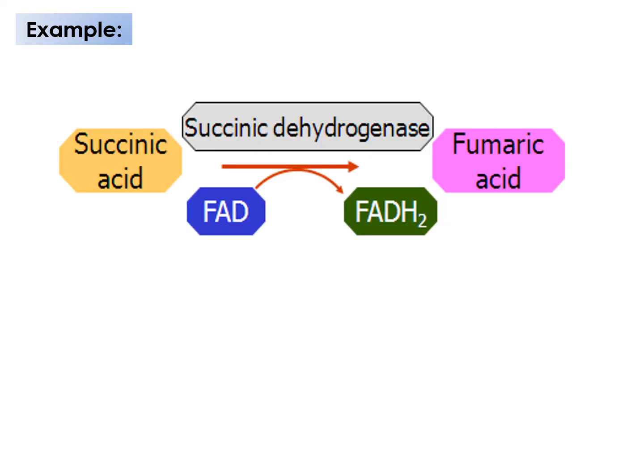Succinic dehydrogenase, the substrate is the succinic acid or succinate. The enzyme catalyzes the transfer of hydrogen from succinic acid to the FAD. So FAD is reduced to FADH2, while succinic acid will be oxidized to fumaric acid.